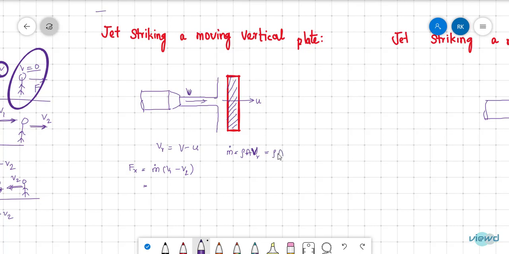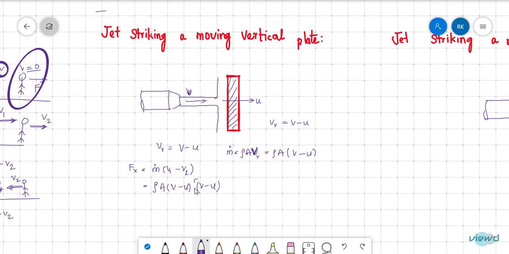So rho a, what is relative velocity? Vr is equal to v minus u. v1 minus v2 is v minus u. So m dot is rho a into v minus u. What is v1? v1 is equal to v minus u, the relative velocity with which the jet is impacting this plate.